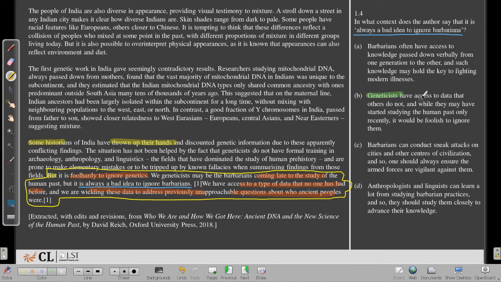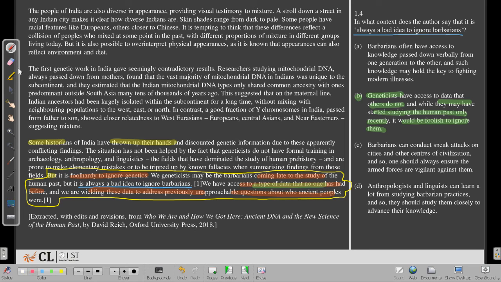Have access to data that others do not, which is mentioned as a type of data others do not have. And while they may have started studying the human past only recently, which also meant coming late to the study, it would be foolish to ignore them. So the right answer choice is answer choice number B.